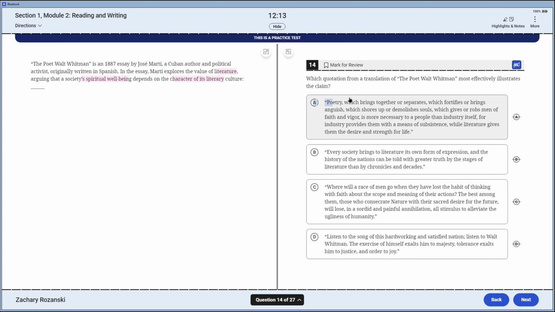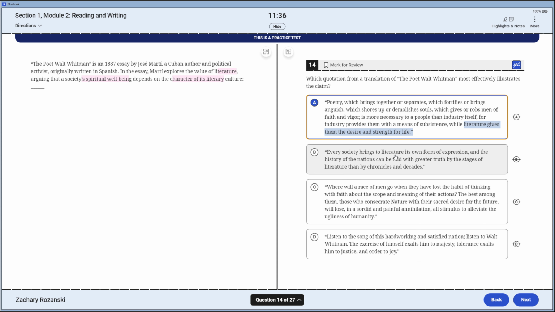Let's read. Poetry, which is literature, brings together or separates, which fortifies or brings anguish, which shores up or demolishes soldiers, gives men. We've got all of these examples of like, I guess could be a society's character. So I love: literature is more necessary to people than industry itself, for industry provides the means of subsistence, but literature gives them the desire and strength for life. I love this one, right? I know this is the answer right here. I want the focus on literature. Spiritual well-being is all of this nonsense here, and the character of its literary culture. It's right here, everything. But I know it's a speed run, but I'll just peek at the other ones just to be disciplined because I am on a heater of a test right now and I don't want to miss anything.